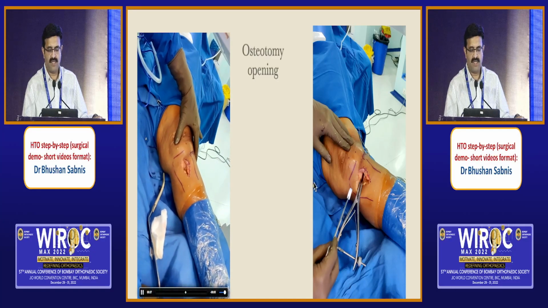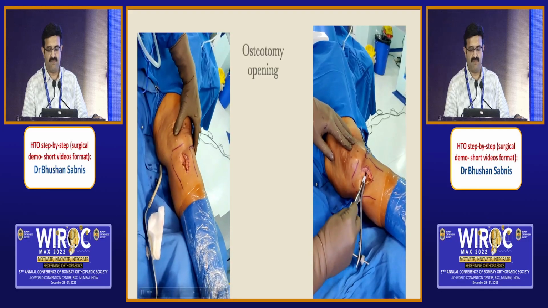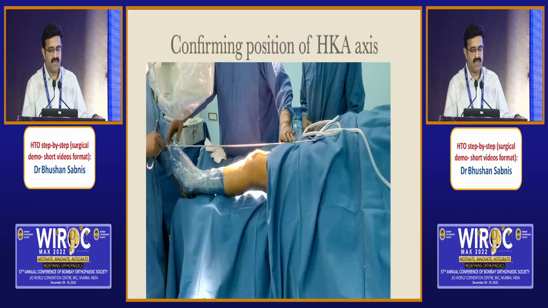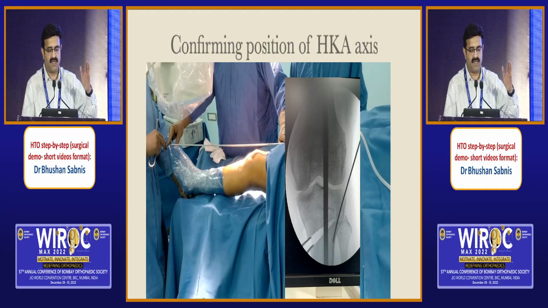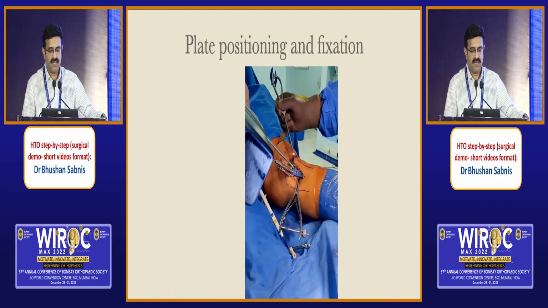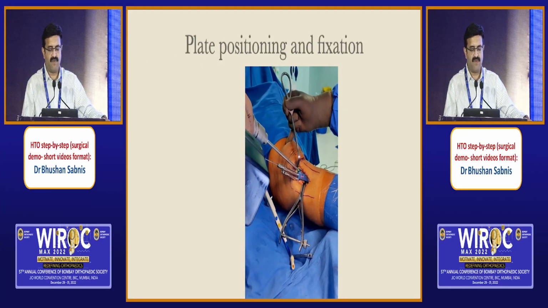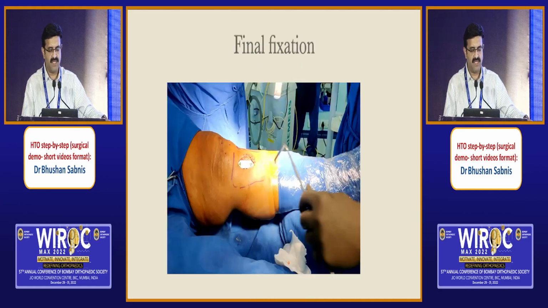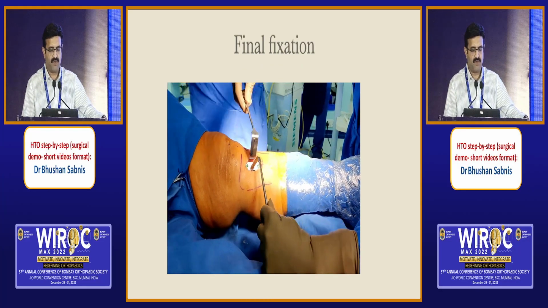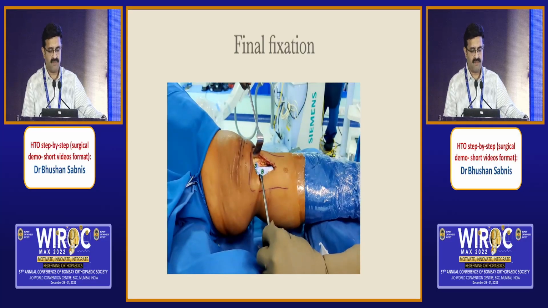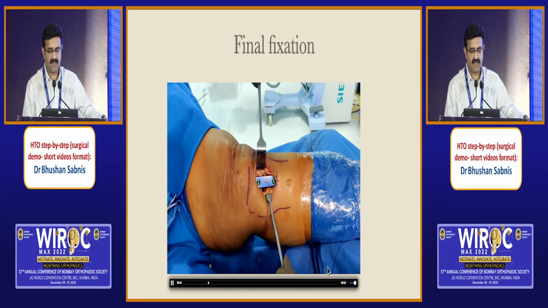Then you put a laminar spreader, decide the amount of correction you want to do, and check your alignment. Make sure you are on the lateral tibial spine. Lateral tibial spine. Then you fix the plate as standard. So the plate is fixed in a standard way. There are 4 screws proximally, 4 distally, and that's the end picture of your osteotomy, fixed securely with a plate.